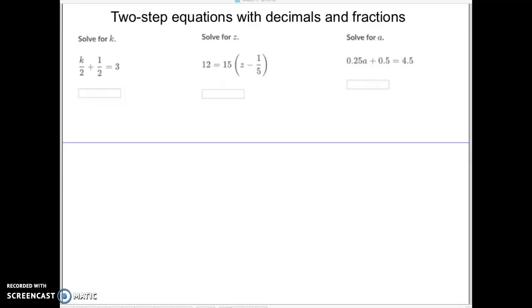All right, Math 7, here we go. We got two-step equations with decimals and fractions. Everybody's favorite. Everyone loves decimals and everyone loves fractions. Okay, maybe not, but we're going to make the best of it here.